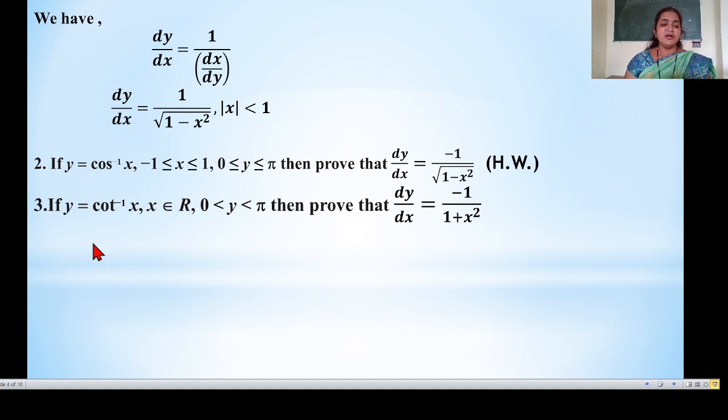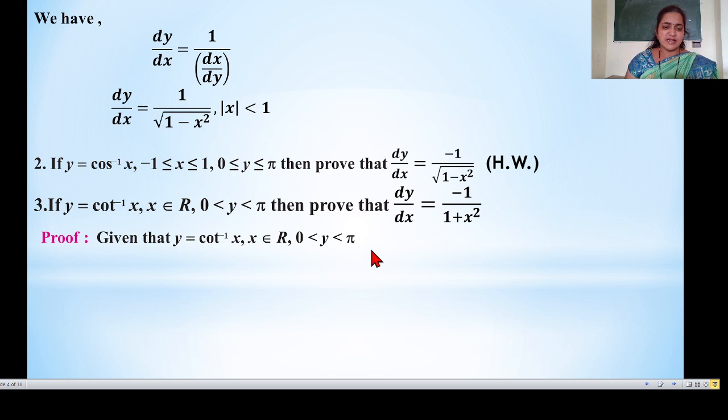Now we prove this formula, how it comes. Proof: given that y is equal to cot inverse of x, x belongs to real numbers, 0 is less than y is less than pi. So this is the condition for the x variable and y variable. Again, the same concept we use here.